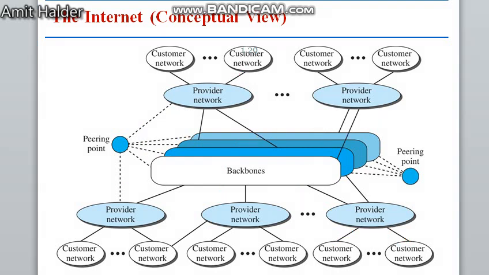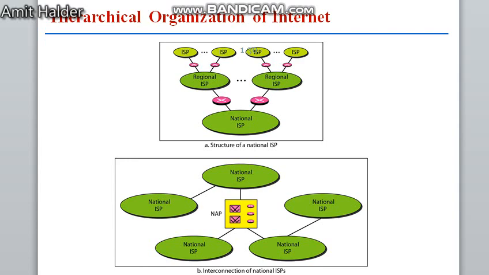Now, the hierarchical organization of the internet. If you want to explain the structure of a national ISP, meaning internet service provider: the internet service providers are connected to the regional ISPs. After that, the regional ISPs will be connected to the national ISPs. So there are some ISPs, internet service providers, right there.